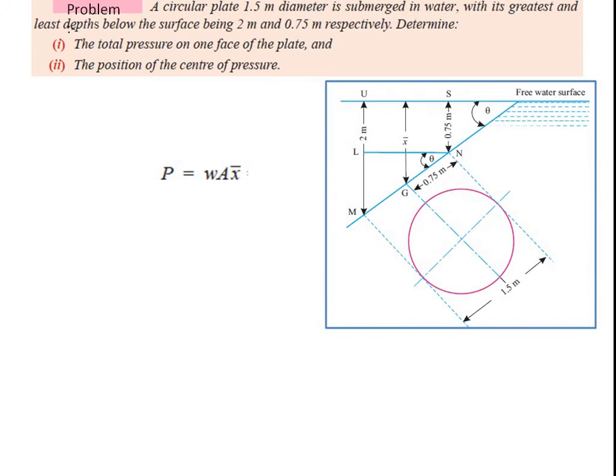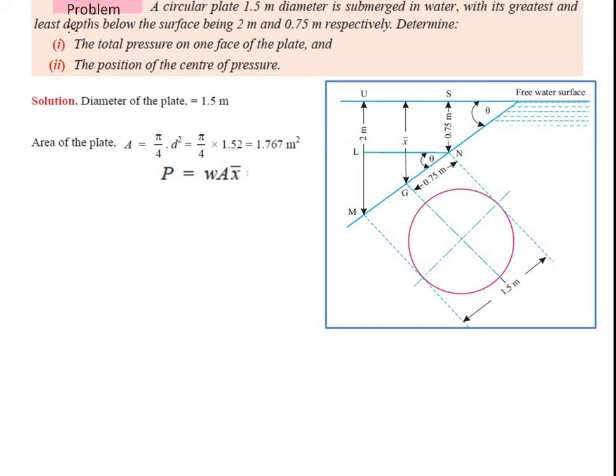Now this is the circular plate. A circular plate of 1.5 meter diameter is submerged in water with its greatest and least depth below the surface being 2 meter and 0.75 meter respectively. Then determine the total pressure on one face of the plate and the position of center of pressure.